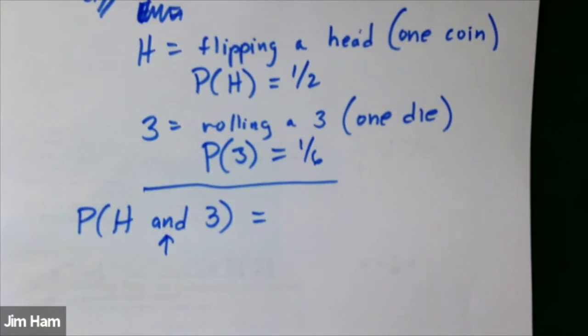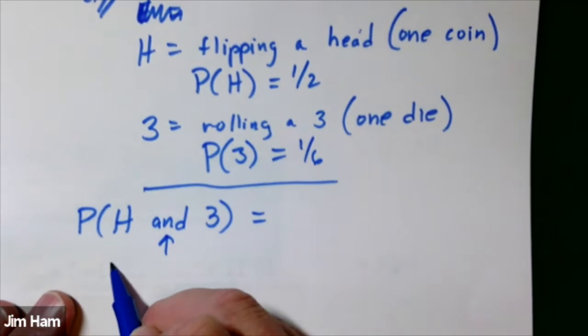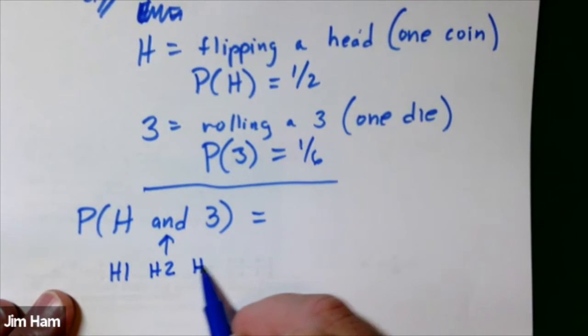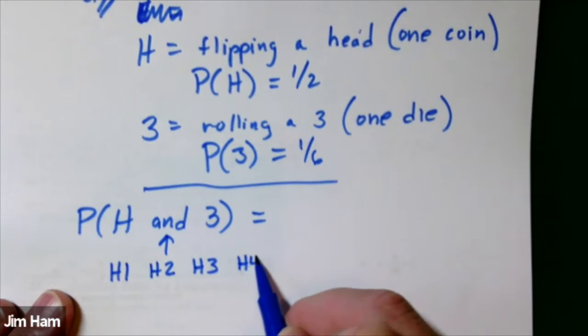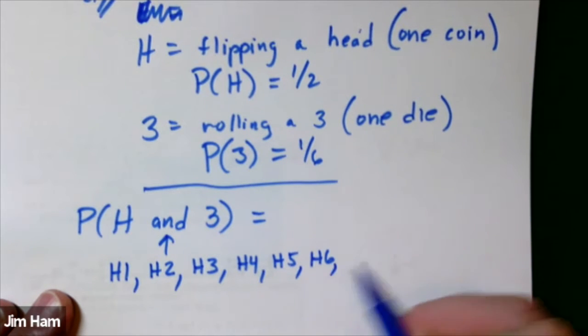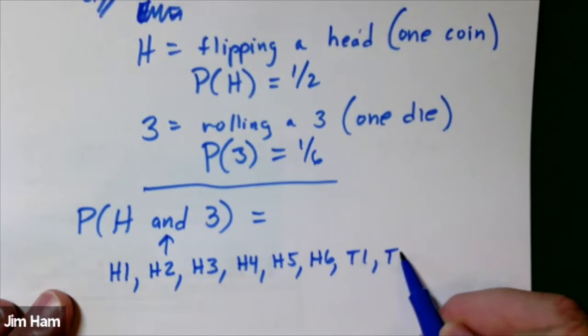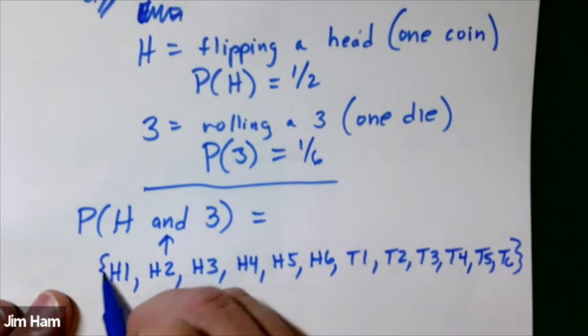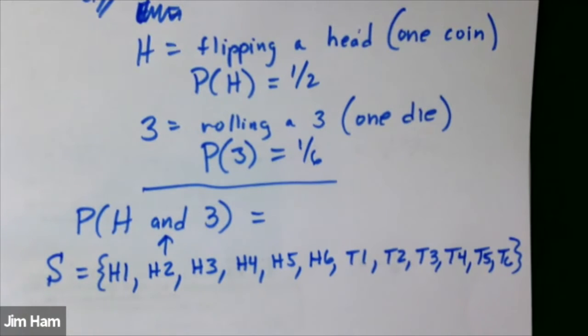What I'm going to do is just write down all the outcomes. So you can have a head and a 1, a head and a 2, a head and a 3, a head and a 4, a head and a 5, a head and a 6. Those are 6 different outcomes. Or you can have a tail with each of the 6 rolls of the die. And this would be the sample space. And we would write it that way. So the number in the sample space is 12.